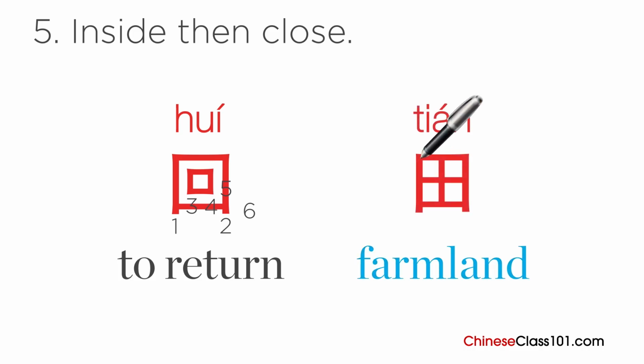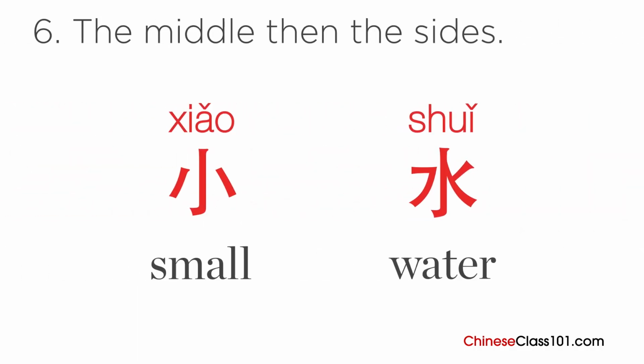田 farmland. The middle, then the sides. 小 small. 水 water.